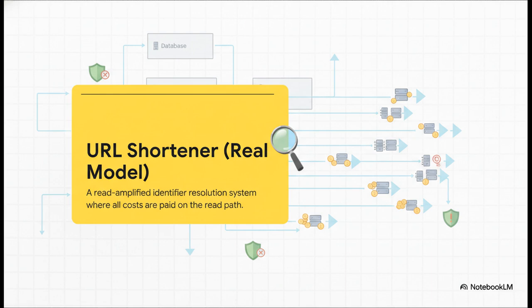And that brings us right back to our real mental model. So what is a URL shortener? It's a read-amplified identifier resolution system where all the real costs, the infrastructure, the performance hits, the security vulnerabilities, are paid on the read path. If you design for that reality from day one, you'll build a system that can truly operate at internet scale.